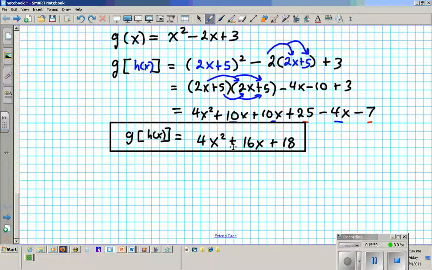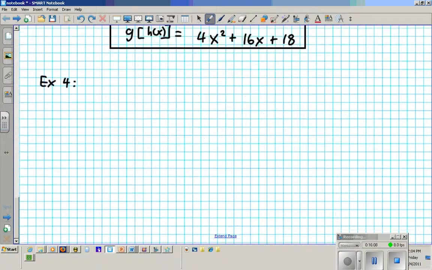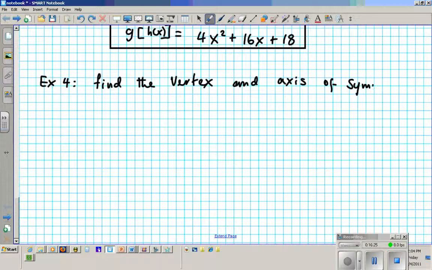Now, the next thing we're going to look at is analysis of quadratics. Example number 4, which is example 3, right? Example 4. So what if you're asked to find the vertex? Just find the vertex. Find the vertex and axis of symmetry of y equals 2x squared plus 8x minus 2. So how do we do this?